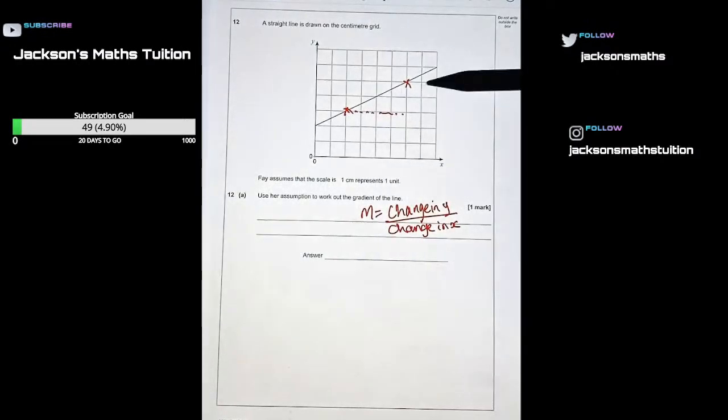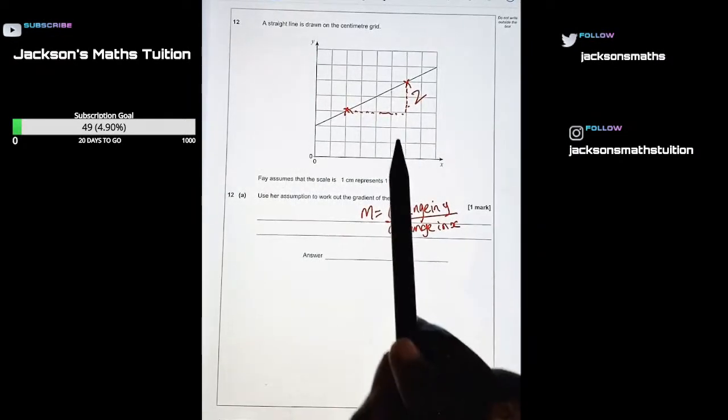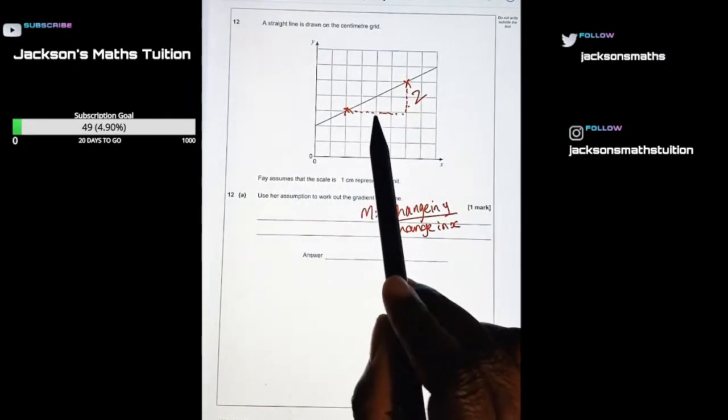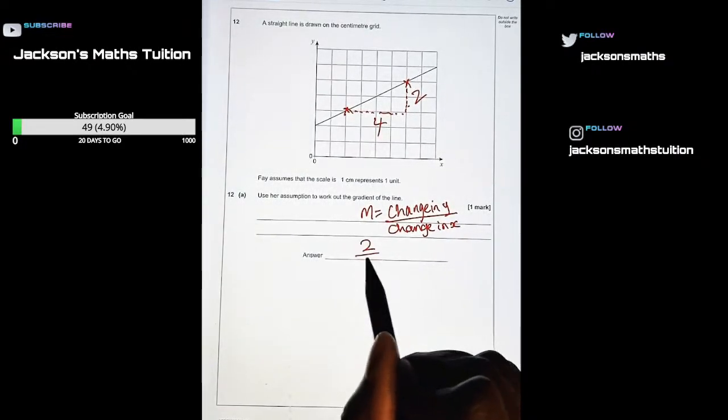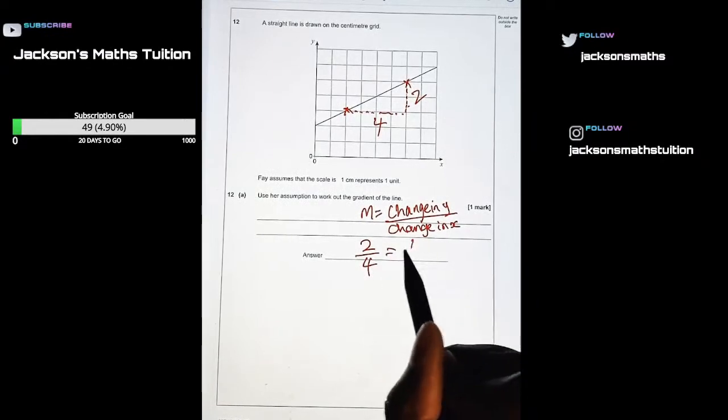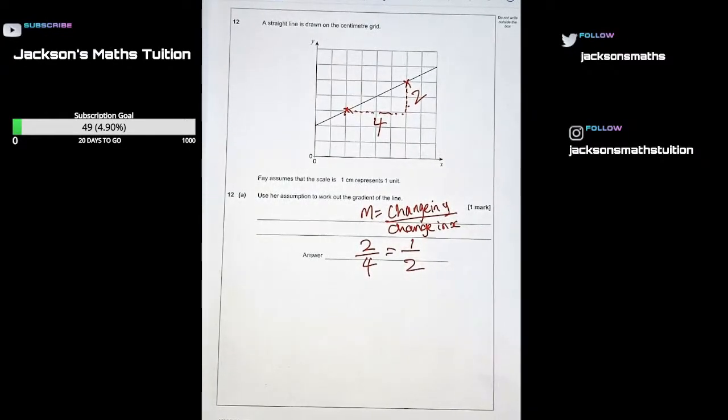So you can count the change in y, the change in x. The change in y is going to be 2 units. And the change in x is 1, 2, 3, 4 units. So your gradient is going to be 2 over 4, which is the same thing as half. And that's for an easy 1 mark.